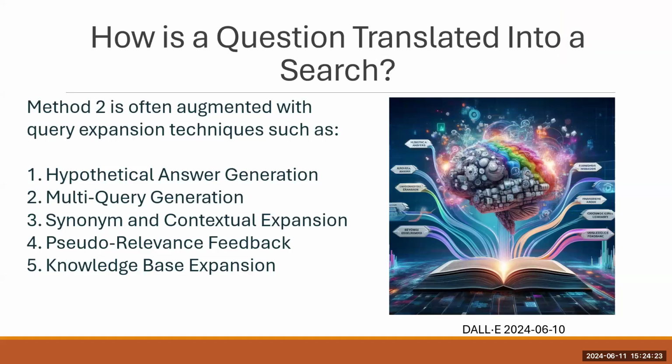Pseudo-relevance feedback is knowing associations between words that just tend to co-occur in documents. Then there's knowledge-based expansion, so like a knowledge graph or accessing a proprietary set of documents, for instance. And there's other methods too.